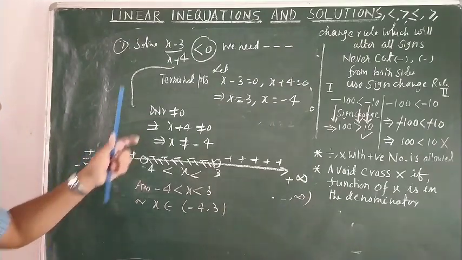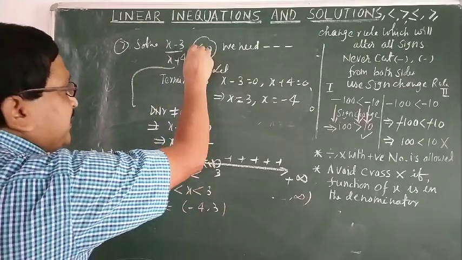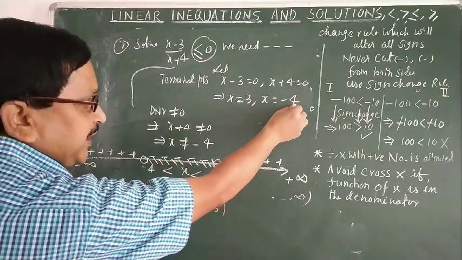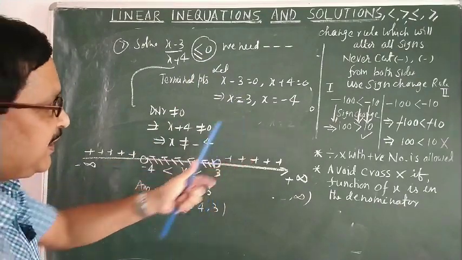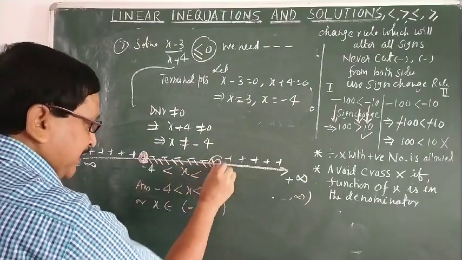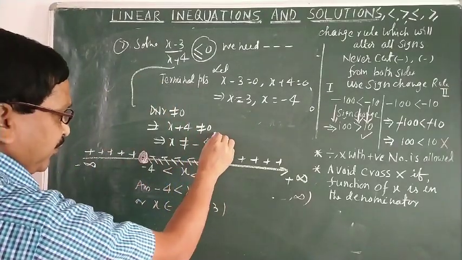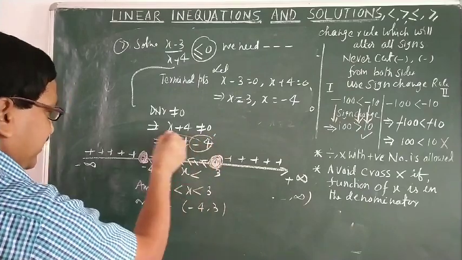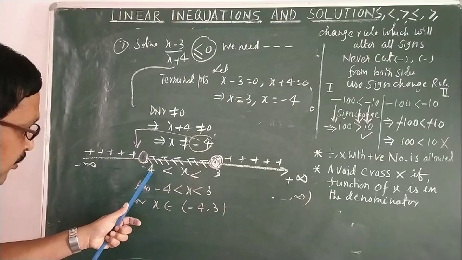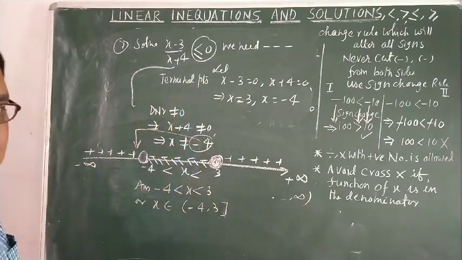Minus 4 to 3. But students, if in case there is an equality sign, both are to be taken. 3 is taken, minus 4 taken. Due to this equality, take all the terminal points. ये भी ले लिया गया, ये भी ले लिया गया. But remember that minus 4 is not taken. This minus 4 is not taken, so immediately remove this. Minus 4 is not taken, but 3 is taken. So this is your answer for the equal sign.